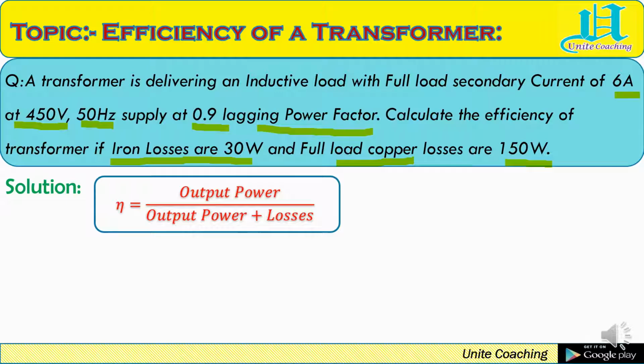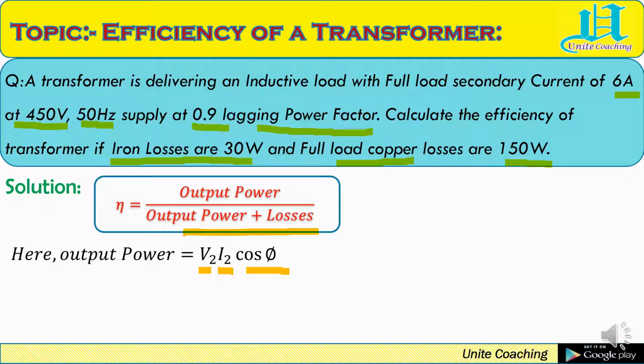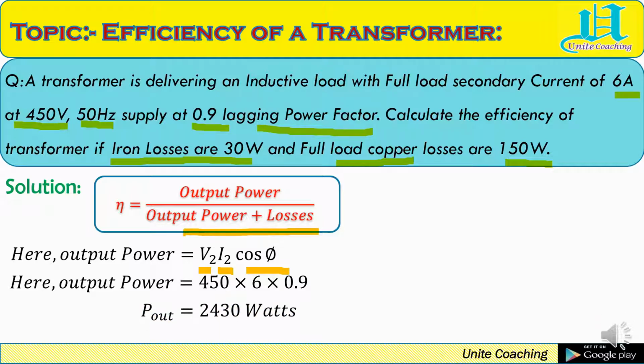Solution. You know the formula for efficiency as output power divided by output plus losses. Here the output power is given by V2 into I2 into cos phi. Output means we are getting the output at the secondary side, that means the secondary voltage multiplied by secondary current into cos phi. The power output is given by V as 450, I as 6 and cos phi as 0.9. You will get the output power as 2430 watts.